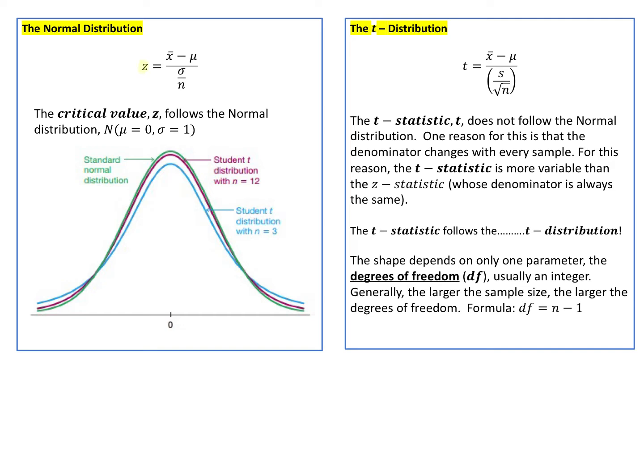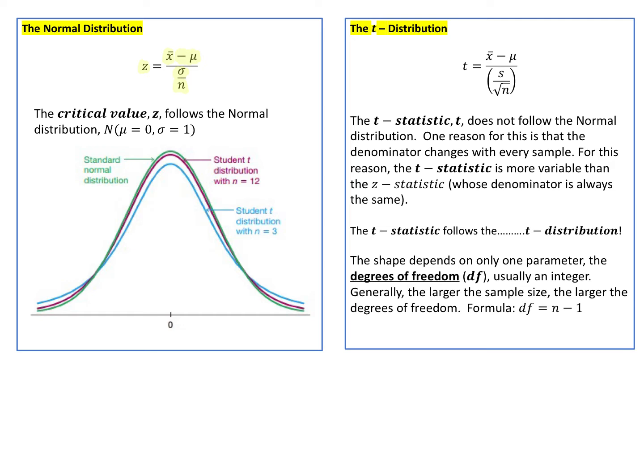Here I have the formula for calculating a test statistic on the normal distribution. So that test statistic is a z-score. To find it, you take your sample mean, subtract it from the population mean, divide it by the population standard deviation, divided by the square root of the sample size.